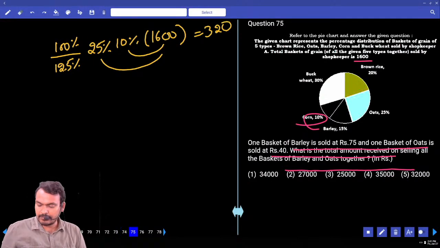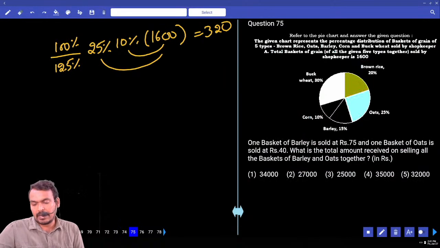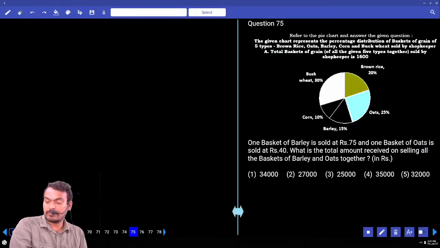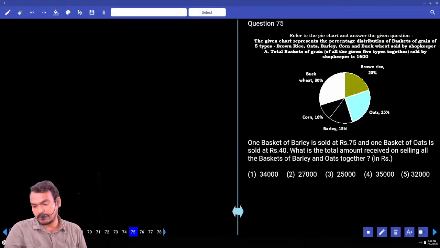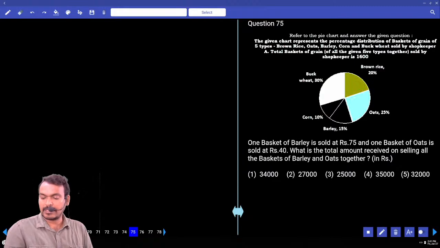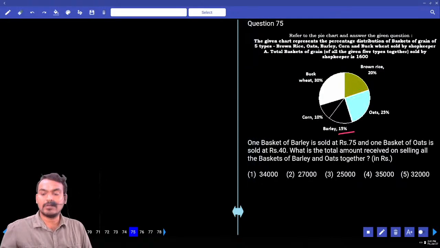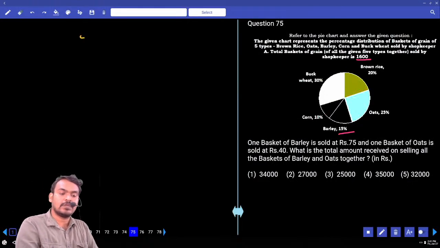Next, 75. One basket of barley is sold at 75 rupees and one basket of oats is sold at 40 rupees. What is the total amount received on selling all the baskets of barley and oats together? First, what is the barley percentage? 15%. 15% of which one? 1600. 15 into 1600. What is 15 into 16? 240. But each one is how many rupees?